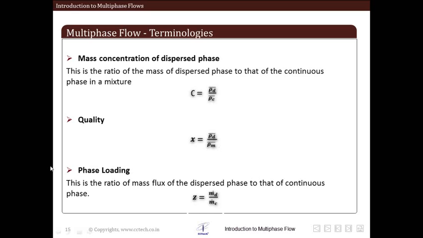Next term is phase loading. Now, this is the ratio of mass flux of the dispersed phase to that of the continuous phase. Do remember, this is defined as the ratio of mass flux, that is, it is obtained by material densities associated and not the bulk densities. Thus, we can obtain this by simply dividing the mass flux of the dispersed phase by the mass flux of the continuous phase.